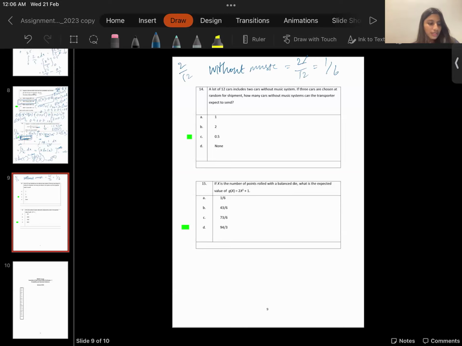What is the expected number of cars without a music system? You can calculate this as g of x times f of x. Here f of x is equal to 1 by 6. g of x is how many cars you pick at random, so g of x is equal to 3. So 3 into 1 by 6 is equal to 3 by 6, which is 1 by 2. So that is 0.5. So 0.5 is your answer here.